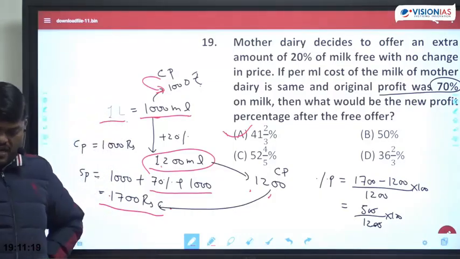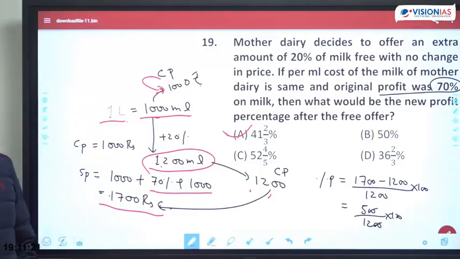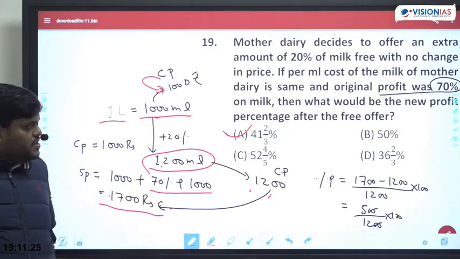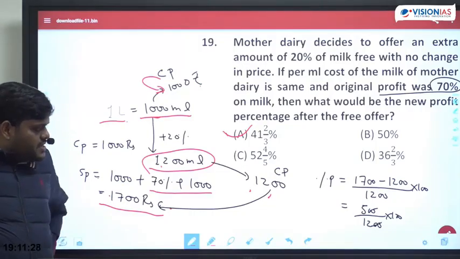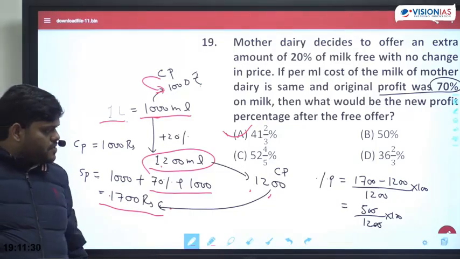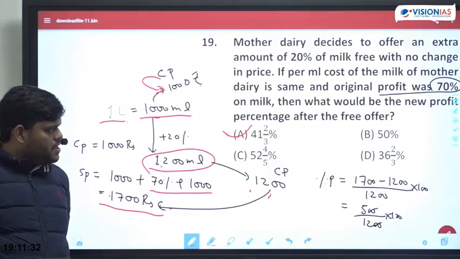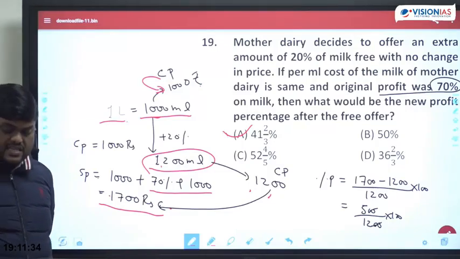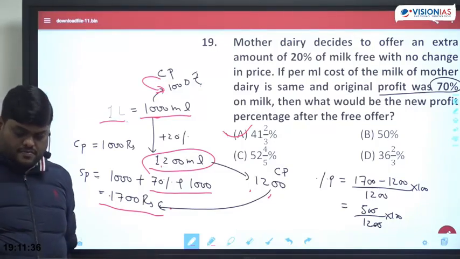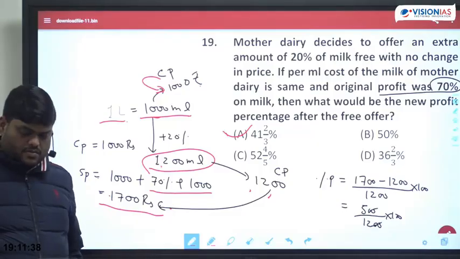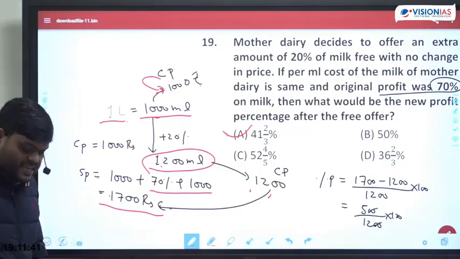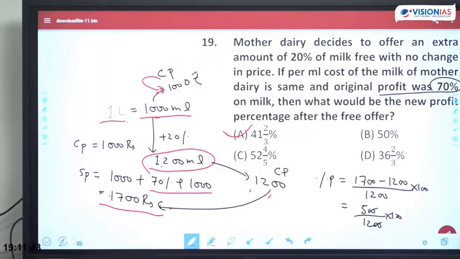Any mistake I am making? Because most of you have given the answer as D or C. A will be the correct answer. A will be the correct answer, not C and D. A is the correct answer, not C and D. Is this making sense or not?